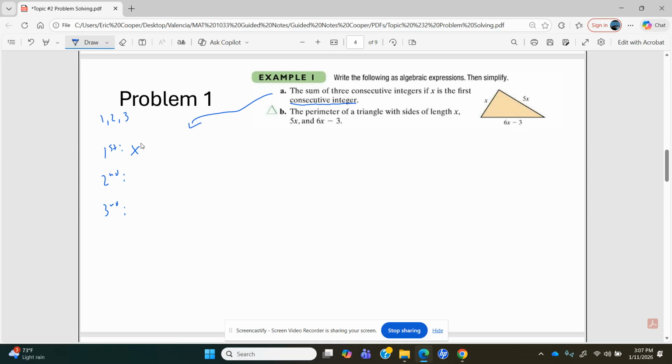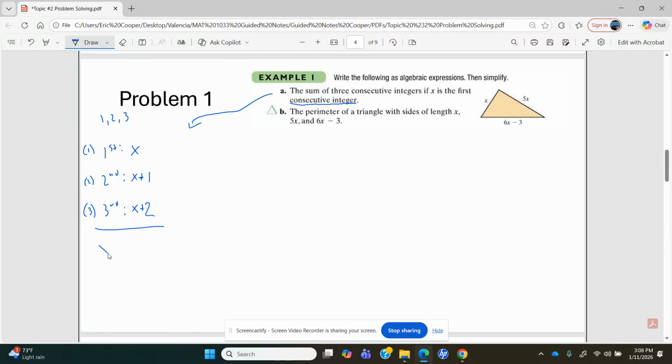So let's pretend x in this case was 1. The next number that would come after 1 is 2. And in order to get to 2, we would have to take the first digit and add another 1. So for our second one, we'll just take x and add 1 to it. For our third digit, we would want it to be 3. Well, again, if x is our first digit and it was 1, in order to get from 1 to 3, I would have to add 2. So to get our third digit, I would take x and add 2 to it. That would give me the 3 consecutive integers.